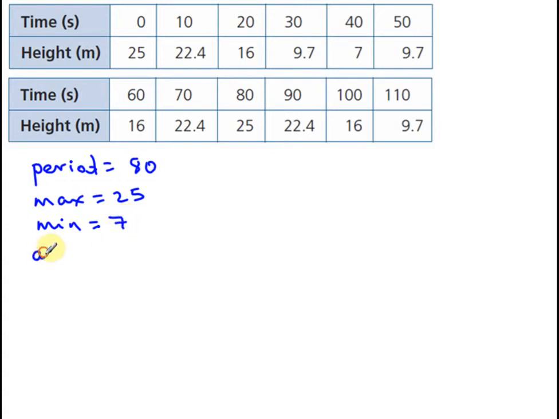I know the axis is the line that cuts through the middle between the max and min, so it's going to be the average of the two. So y equals max plus min divided by 2. Here 25 plus 7 is 32, divided by 2 is 16.